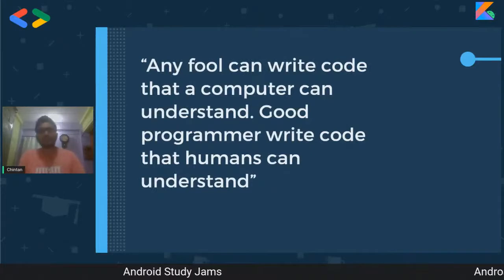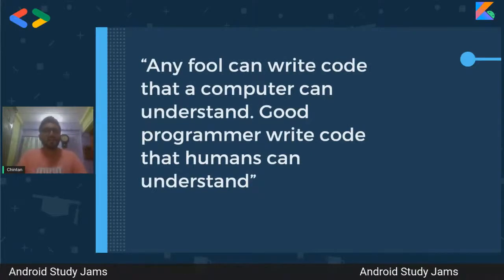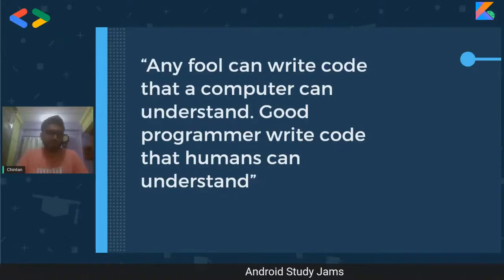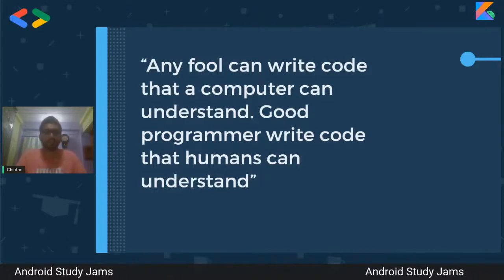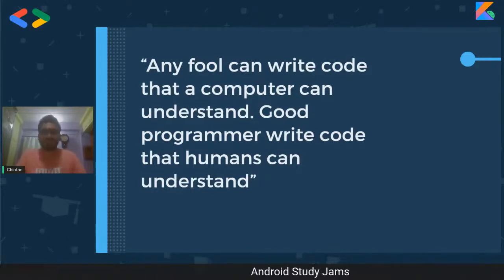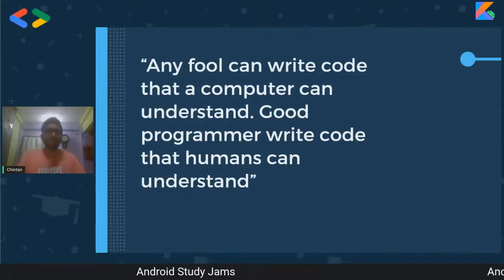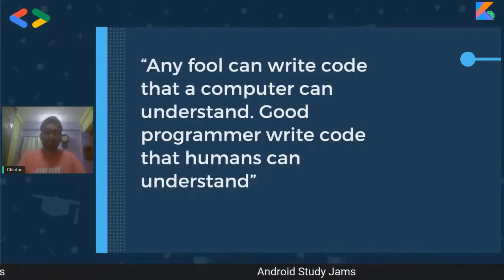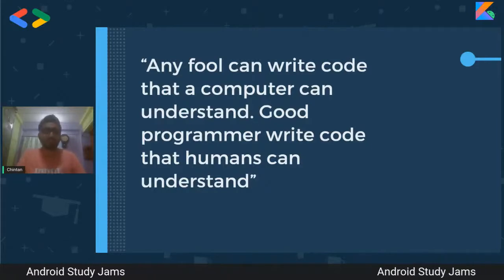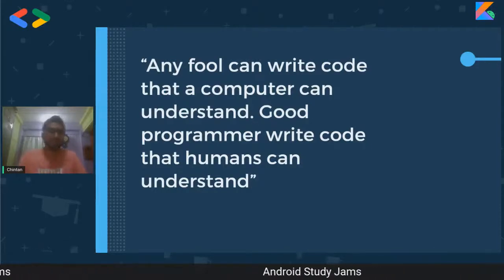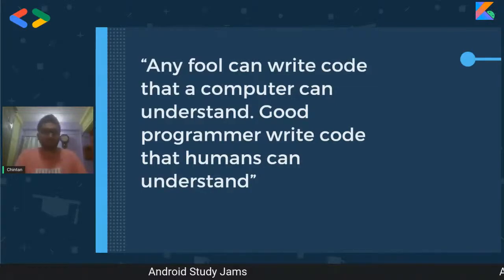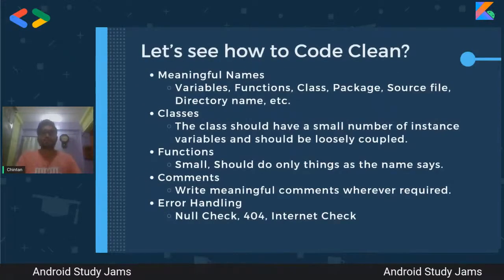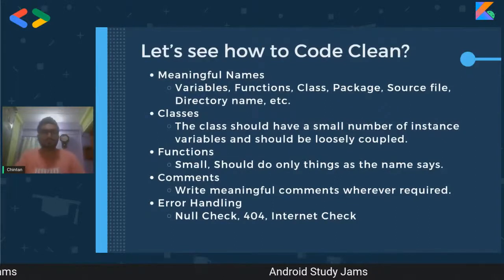It is simple: any fool can write code that a computer can understand, but good programmers write code that humans can understand as well. When you're working independently, no one is going to read or review your code. But while working in a company, your colleague, your teammate would be referring to your code, and your senior manager would be reviewing it. So you have to write code that is understandable by your manager, as humans as well. So let's see how to write clean code in a simple and easy way.